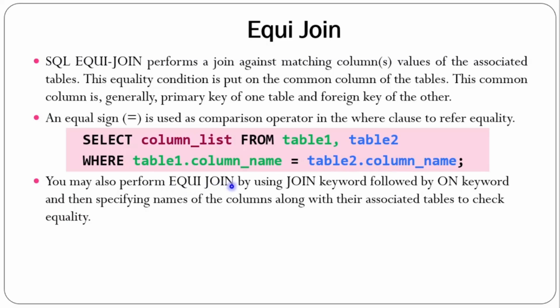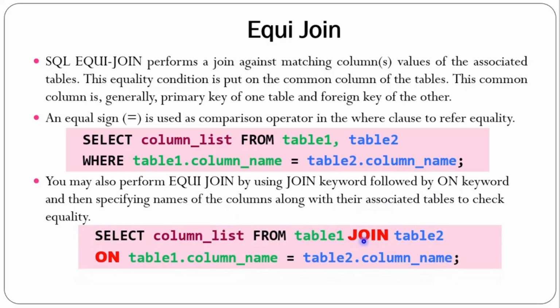You can also perform Equi-Join by using the join keyword followed by on keyword and then specifying the names of columns along with their associated tables to check for equality. The other syntax for performing the Equi-Join is using the join clause, and the syntax is select column list from table 1. Specify the first table name and use the join keyword and then the table 2 name and then the keyword on first table dot column name equal second table dot column name. We can use either of these syntaxes to perform Equi-Join.